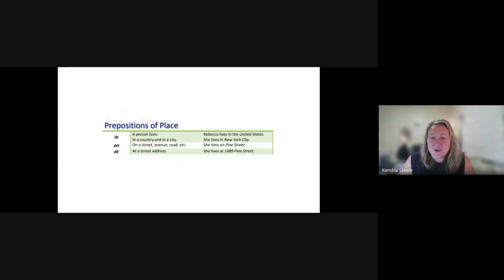Another thing to consider when learning prepositions of place is explaining where you live, okay? We use each of the prepositions to describe a different part or a different location of where you live. So we use in to describe a country and a city. For example, Rebecca lives in the United States. She lives in New York City.